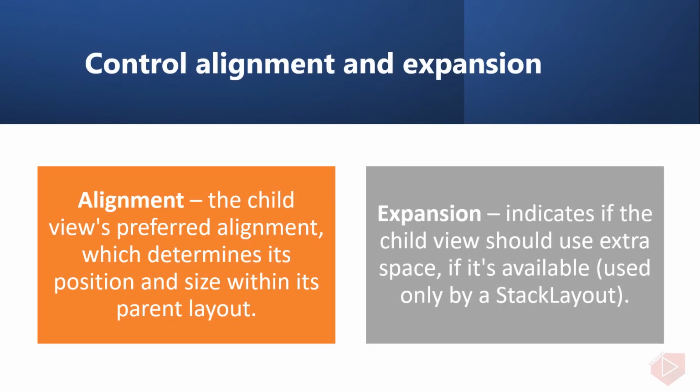The horizontal options and vertical options properties can be set to fields from the layout options struct, which encapsulates two layout preferences, and these are alignment and expansion. Alignment is the child view's preferred alignment, which determines its position and size within its parent layout. Expansion indicates if the child view should use extra space, if it's available, used only by a stack layout. Let's go back to Visual Studio and explore more properties for stack layout.